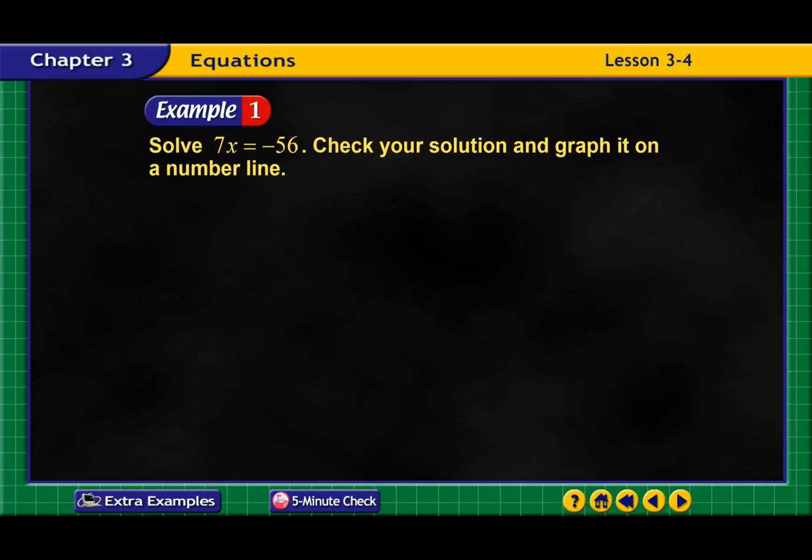All right, so explain to me in your notes how you would find the value of x in 3x equals 18. Go. Okay, well, 3 and x are multiplied, so to undo it, I would divide both sides by 3. All right, let's see what this looks like in an example.